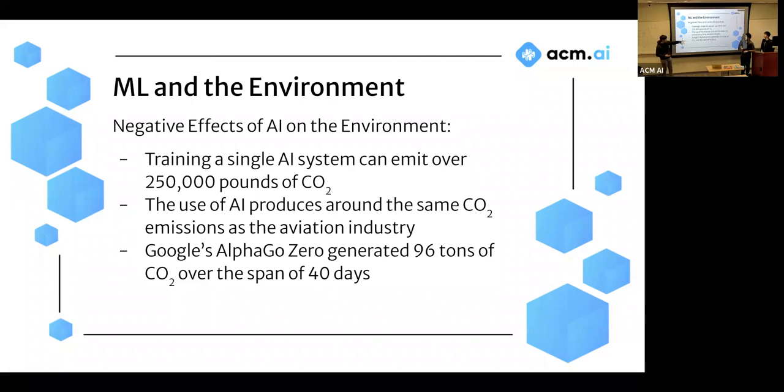For example, Google's AlphaGo Zero, which is basically AlphaGo, an AI that's able to play Go just knowing the rules and not having seen any human data. It's very cool. It generated 96 tons of CO2 over the span of 40 days as it was being trained. That's a lot, so that's something to keep in mind whenever we're training AI models. That is why a big part of AI research is how we can design smaller models that perform equally well, or maybe just slightly worse, and designing smaller models also means you're able to put them on phones and mobile devices.